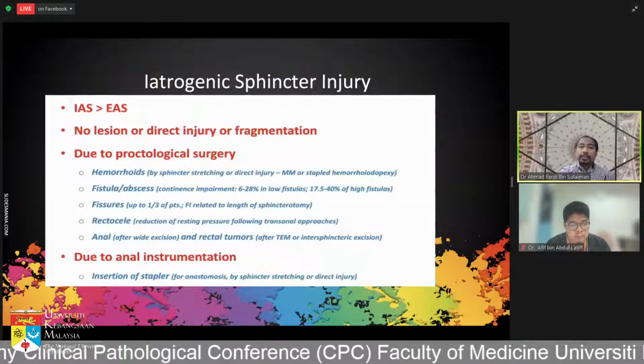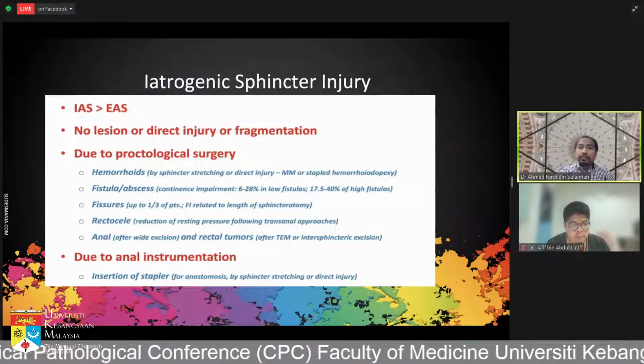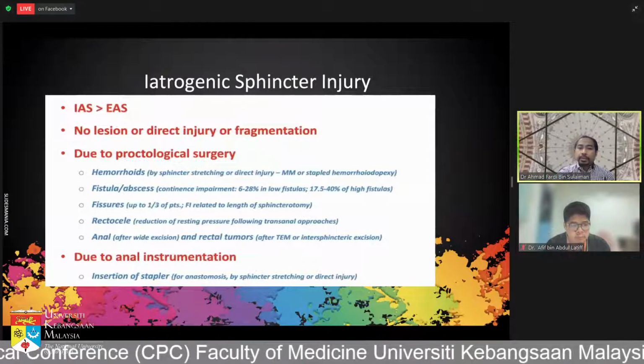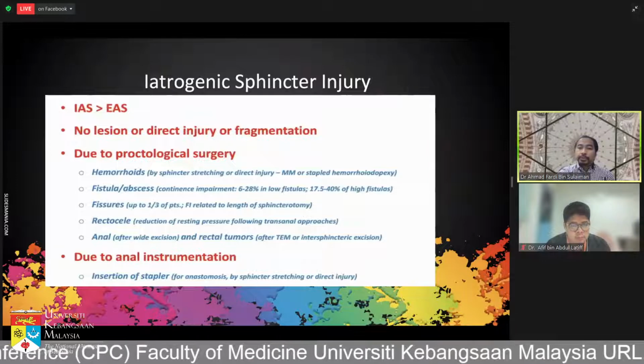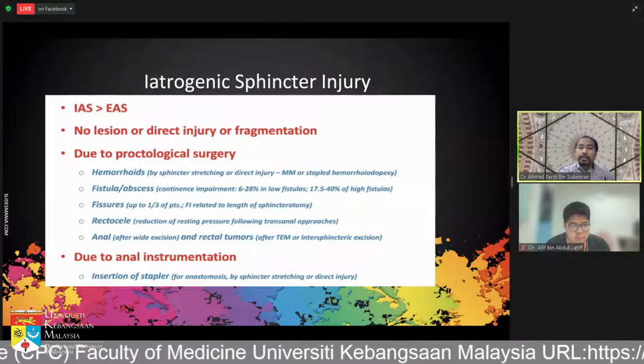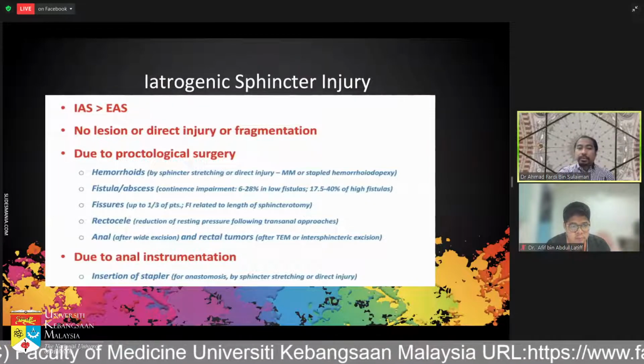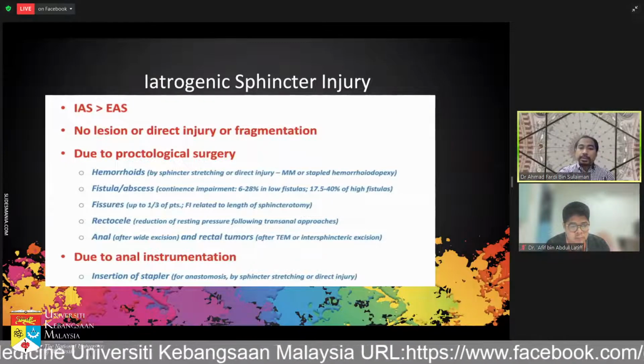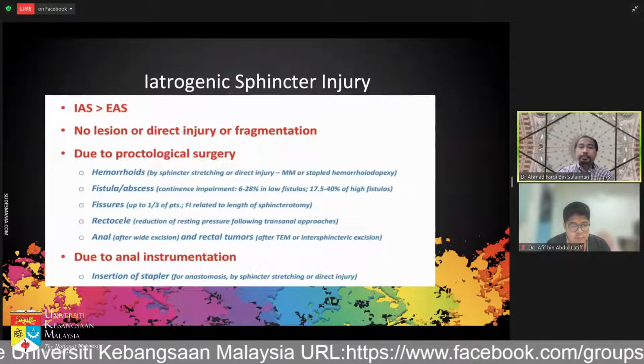And it's mainly due to proctological surgery. For example, when we are dealing with hemorrhoid, fistula or abscess, fissure, when we are talking about sphincterotomy, rectoceles, anal dilatation or rectal tumor, and also due to anal instrumentation, for example, the insertion of the stapler.